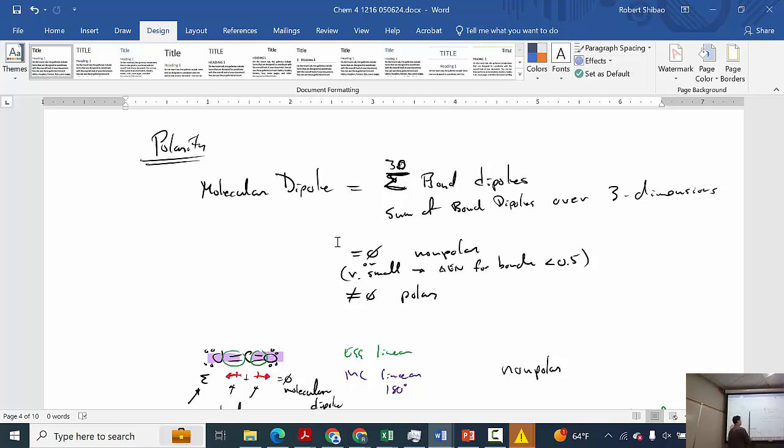If the sum of the bond dipoles over 3 dimensions equals 0, then we say it's nonpolar. It equals 0 or is very small. If it's very small, that is delta EN for bonds less than 0.5. These are fairly nonpolar bonds. Otherwise, if it's not equal to 0, then it's polar. And so we'll take a look at some sample molecules here.